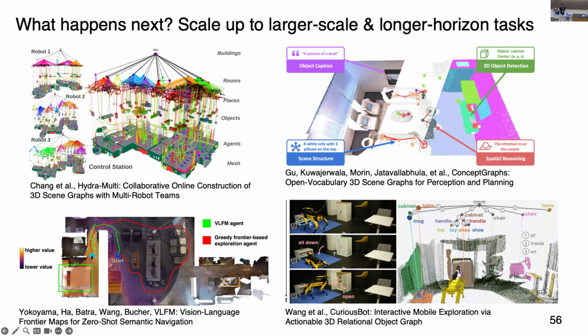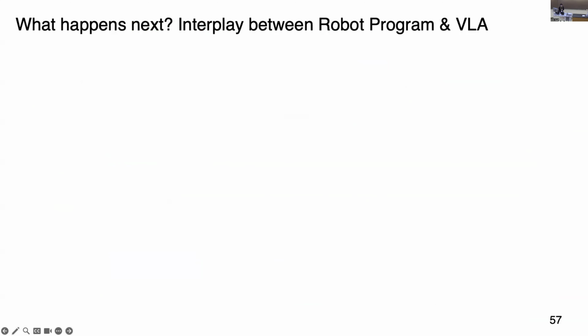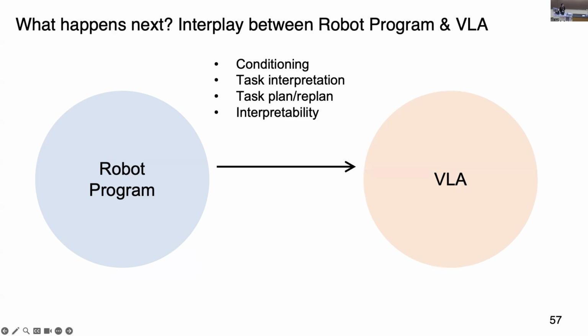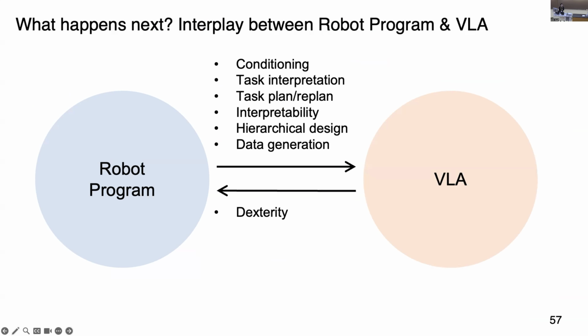and large-scale deployments. Another thing that I'm personally very, very interested in is the interplay between robot programs and these VLAs. For example, robot programs can help the VLA to find the right conditioning, task interpretation, task planning, replanning, provide this kind of interpretability, also give us hierarchical designs, and then also potentially do large-scale data generation in simulation or in the real world for us to obtain training data for the VLA. On the other hand, vision language action models can provide the dexterity and low-level robustness that programs are not able to achieve.